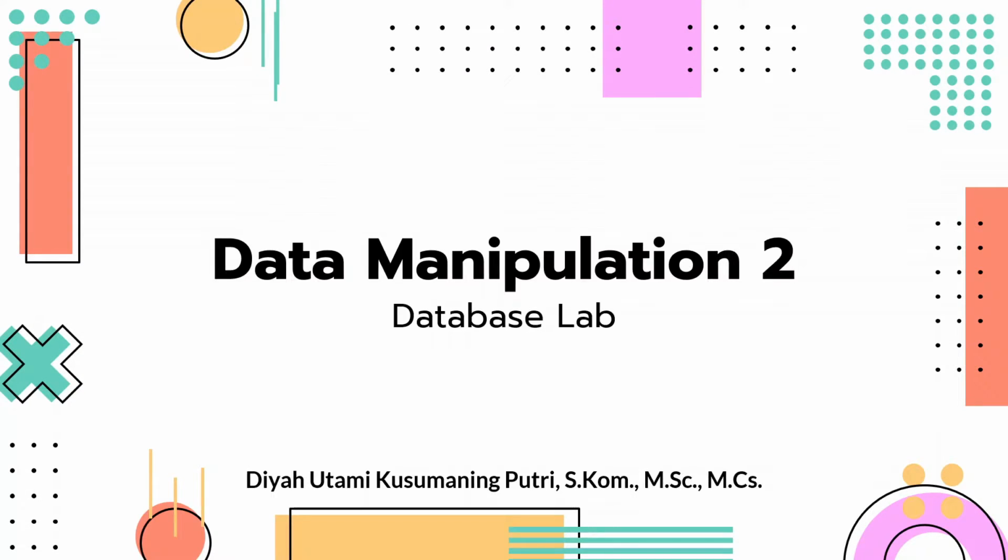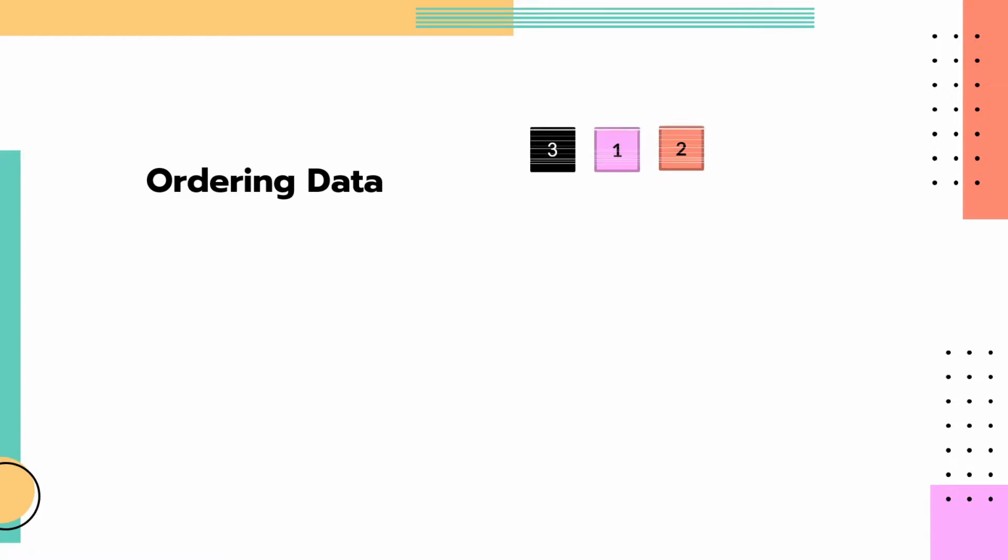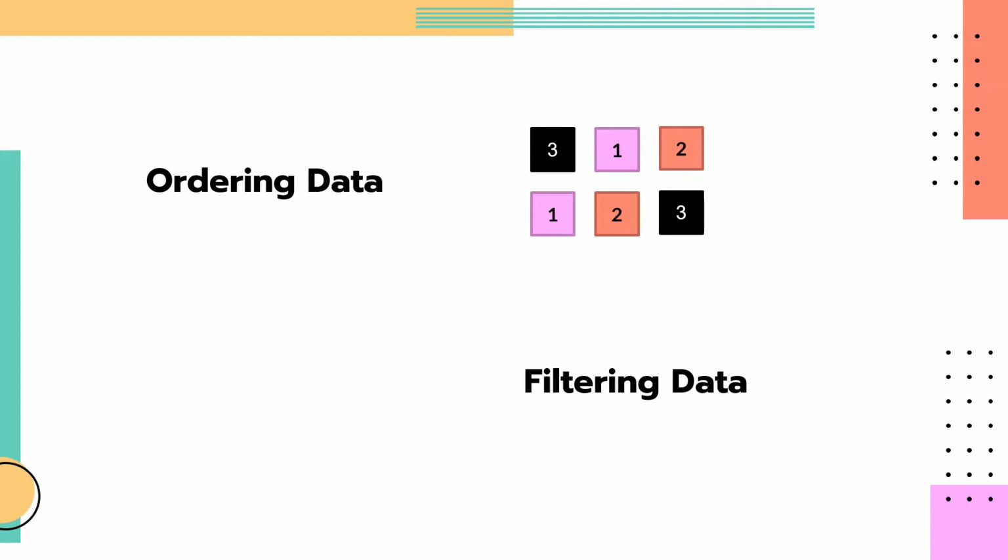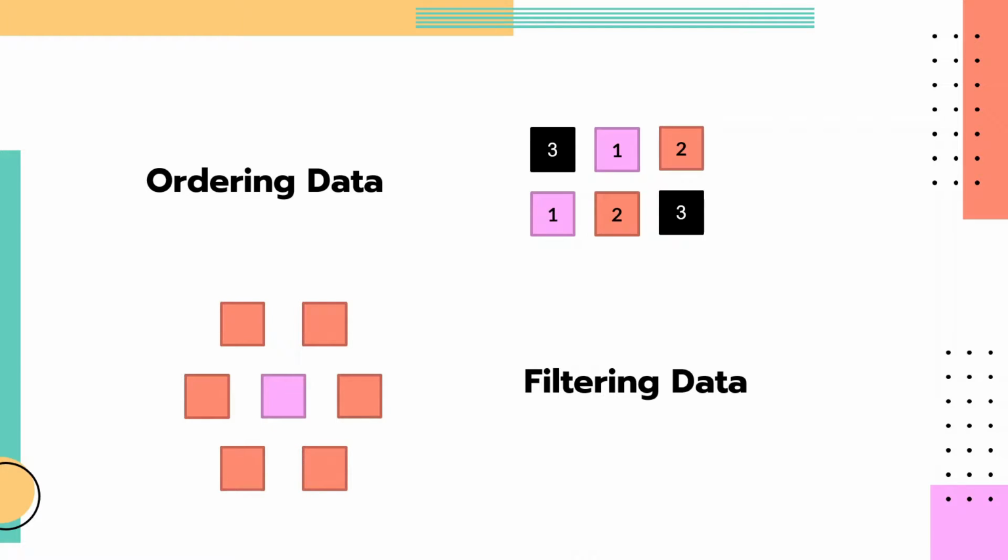In this video, I will explain about data manipulation language part 2. This video will focus on discussing several operators that can be used for ordering data, and then we continue our discussion about several operators that can be used for filtering the data. First, we will discuss about ordering data.